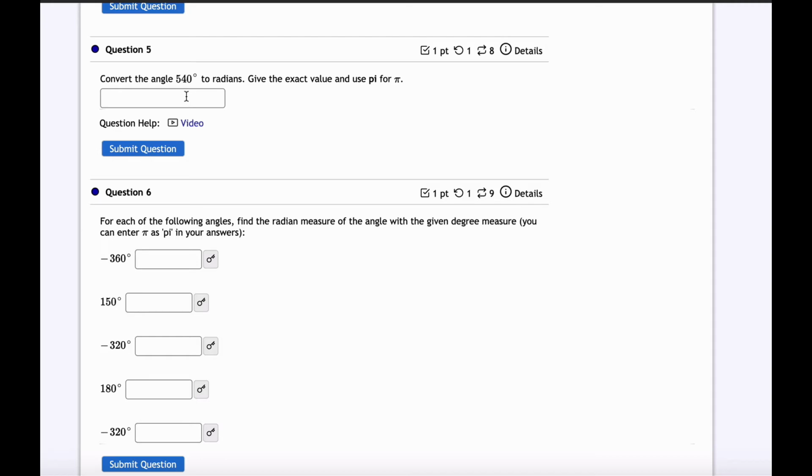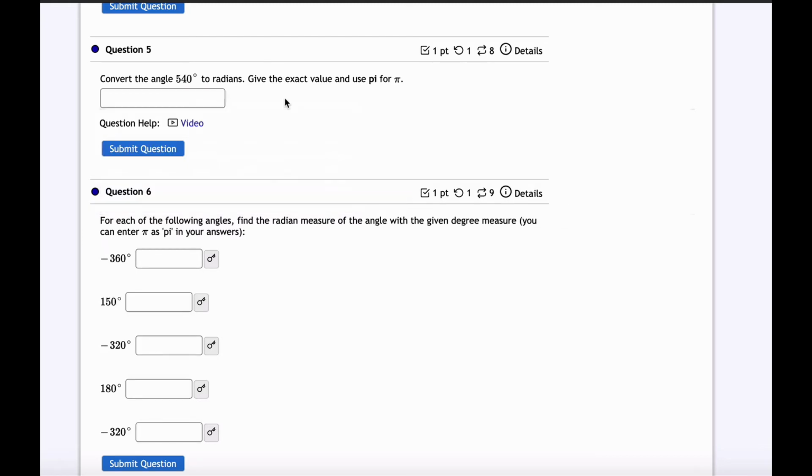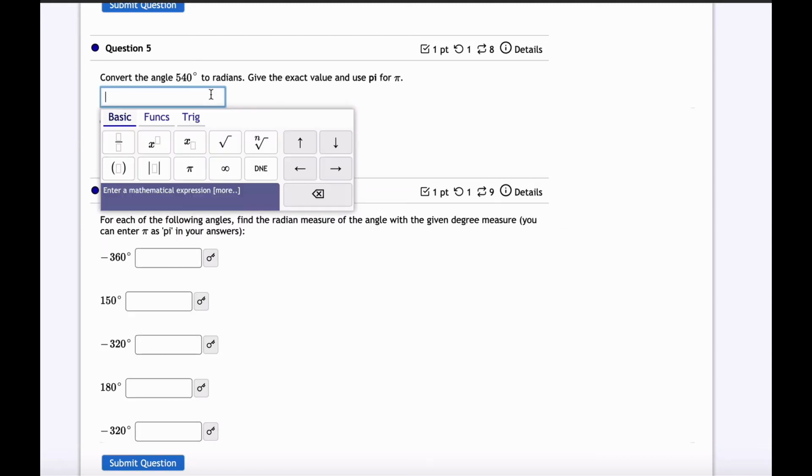It's a good skill to be able to reduce those fractions to lowest terms, but I tried it. I checked it for 5 and 6, and it lets you get away with unreduced fractions if you want to do it that way. Make sure you have a pi in your answer, which you can get the symbol pi out of here if you go over to trig and then down on the bottom, and you can also pull it up just by typing in pi, and it'll figure out what you mean.